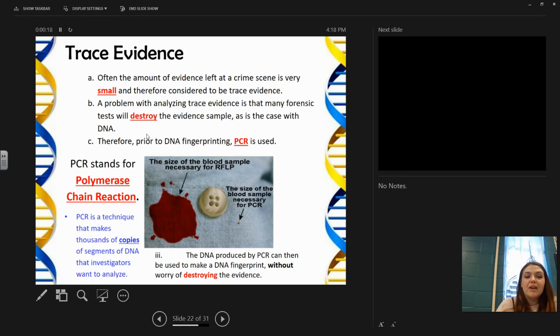Okay, there we go. So trace evidence. Often, the amount of evidence left at a crime scene is very small. Therefore, it's considered trace evidence. That's what trace evidence means. It means it's small. A problem with analyzing trace evidence is that many forensic tests will destroy the evidence sample, as in the case with DNA. So a lot of the tests that we run on it, you would be out of it.